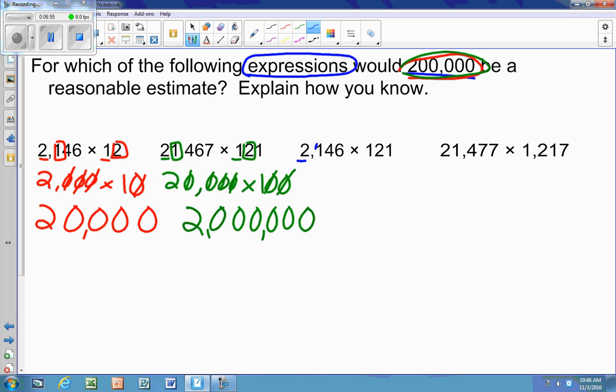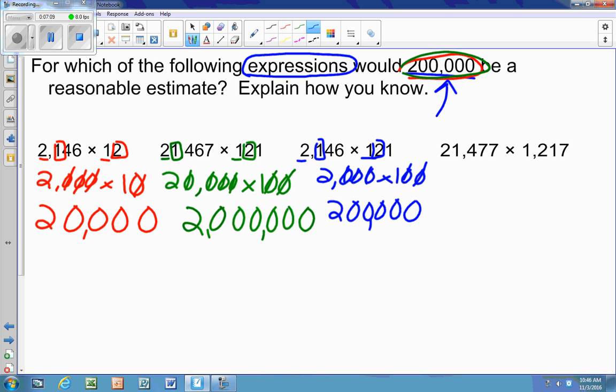Next, this rounds to 2,000. This rounds to 100. We ignore the zeros. 2 times 1 is 2, and we put the 5 zeros back in. We have 200,000. That matches. So this is a reasonable estimate for this problem. But we're still going to look at the last one.